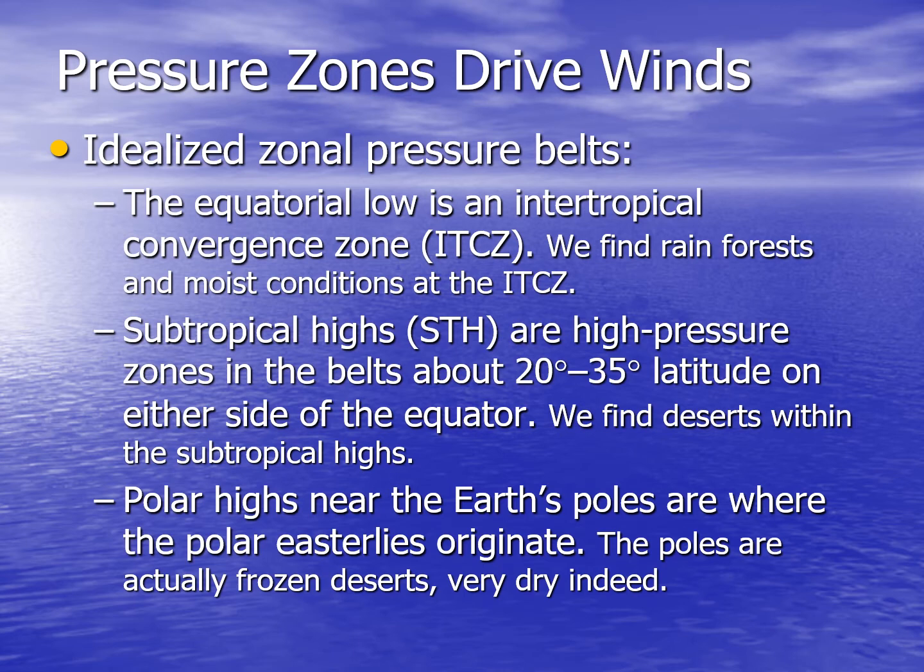Now, the polar high pressures near the Earth's poles are where the polar easterlies originate. And in case I forget to mention this in class, the poles, both the North and South Pole, are frozen deserts. You look at images from the poles and you see all this snow and ice and you think, how can that be a desert? I see past precipitation and there's no sand there. But even though there has been precipitation in the past, there's not a whole lot of it. It's just that it tends to not go away.